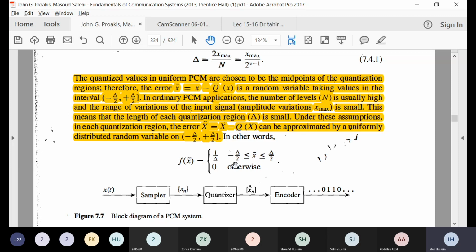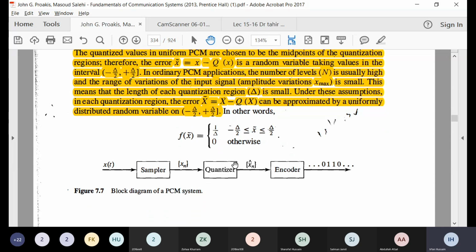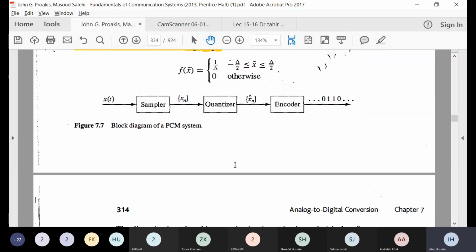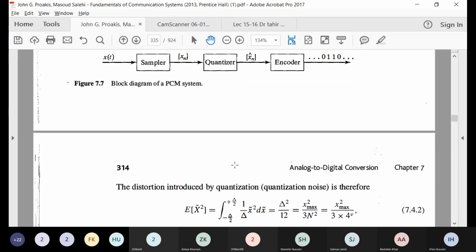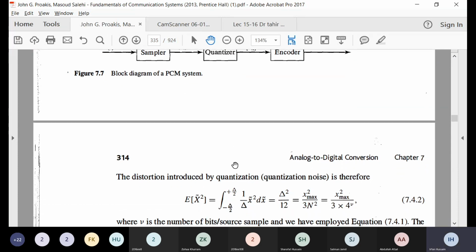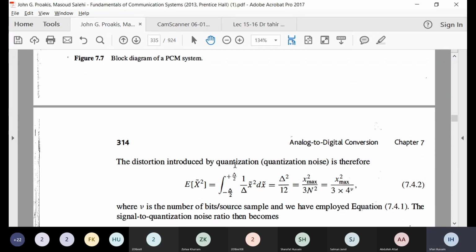So this is the representation of my distortion error.